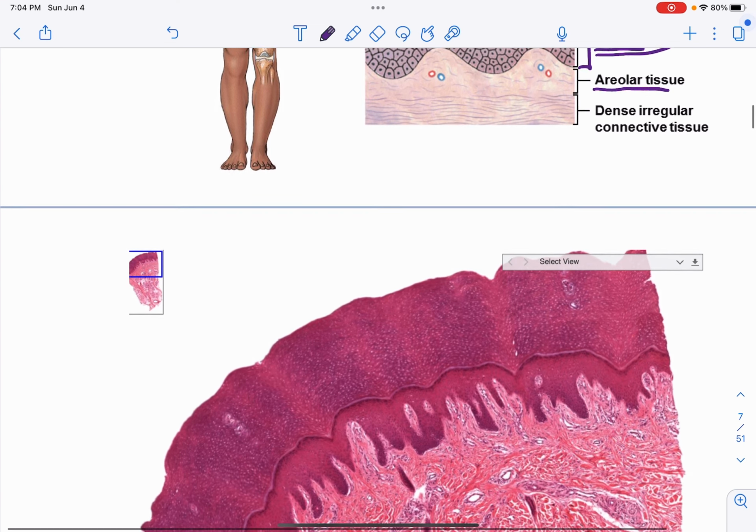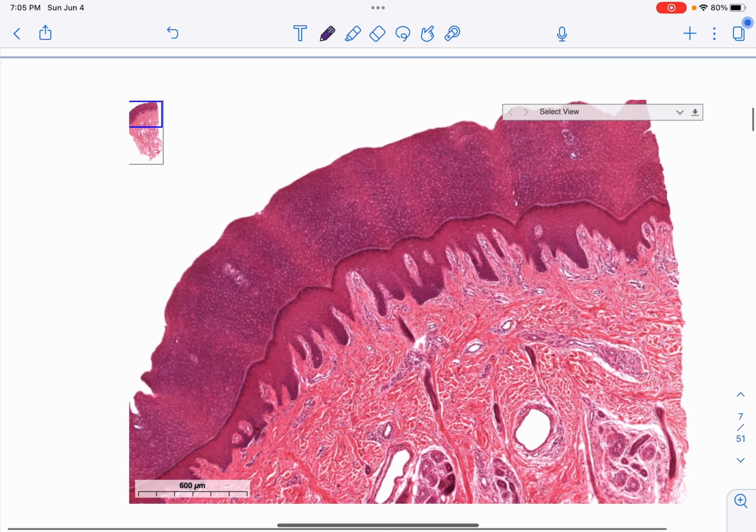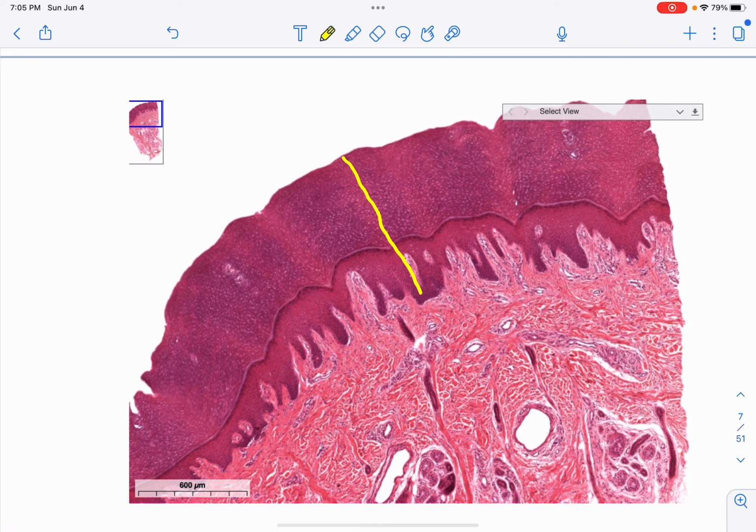So if we take a look at the actual histology, and you've seen this histology before because we have looked at skin when we were looking at areolar connective tissue and when we were looking at dense irregular connective tissue. So let me change my highlighter so that you can see this. Again, this is a histological representation of skin. The epithelium comes from here all the way to here. This is the stratified squamous epithelium.